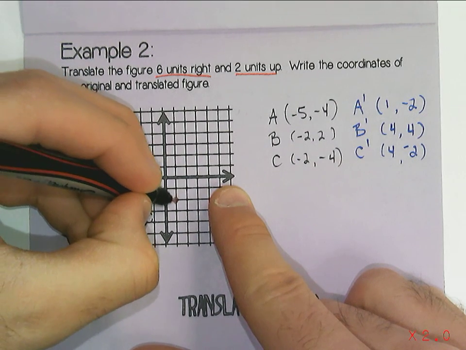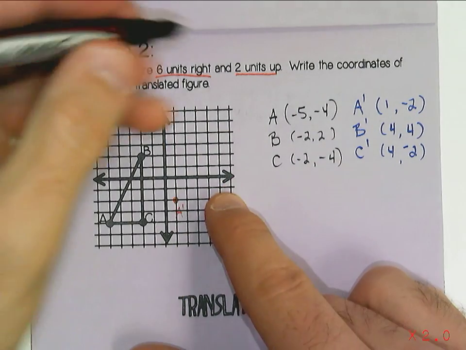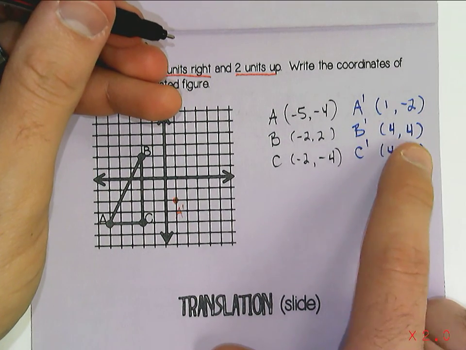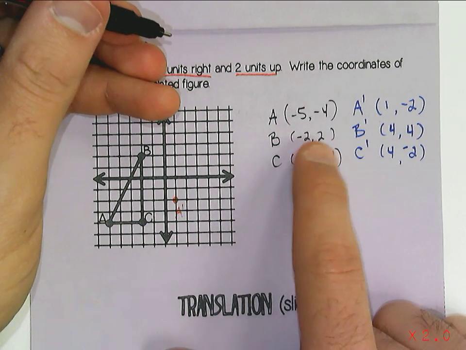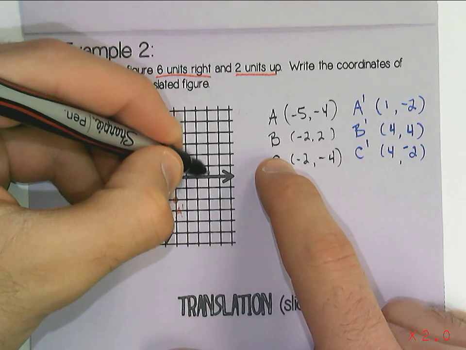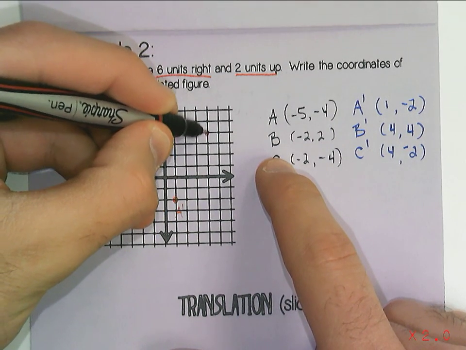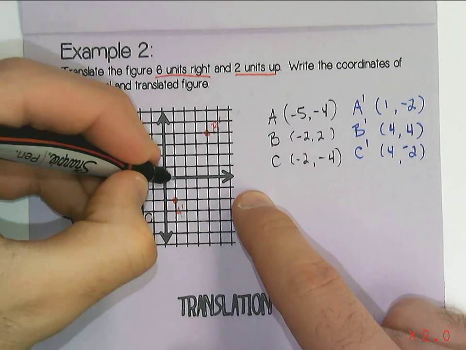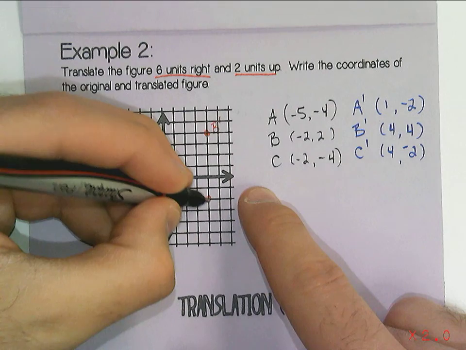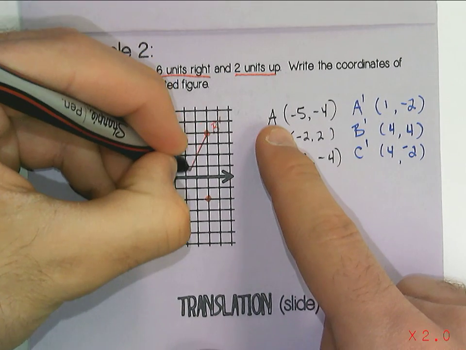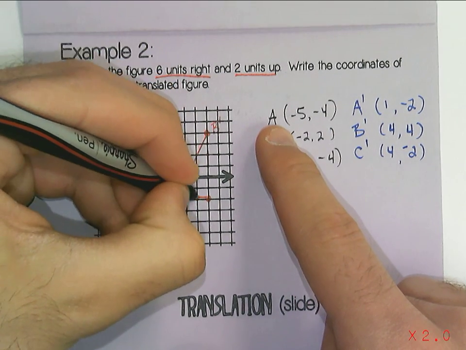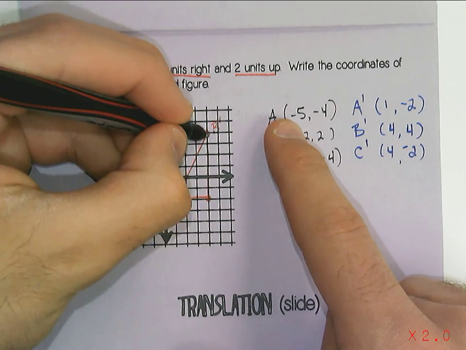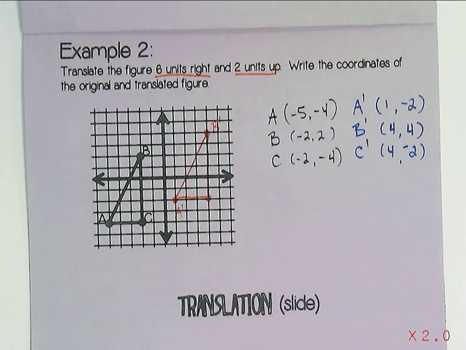So here would be my A prime. B would be 4, 4. And my other one here would be 4, negative 2. B prime and C prime. And we should have the same shape and size after doing that, which it looks that way. And that would be our translation where both of them involved adding to the x and y.